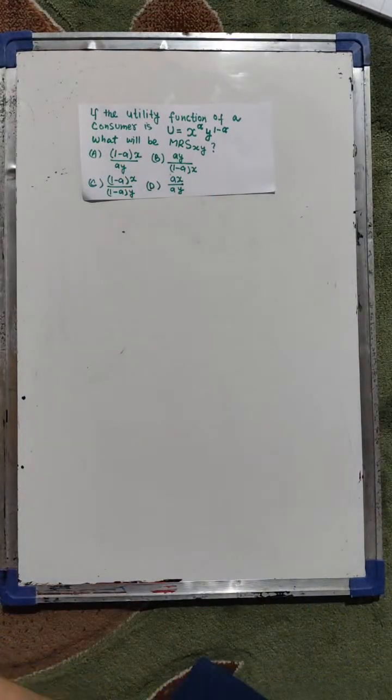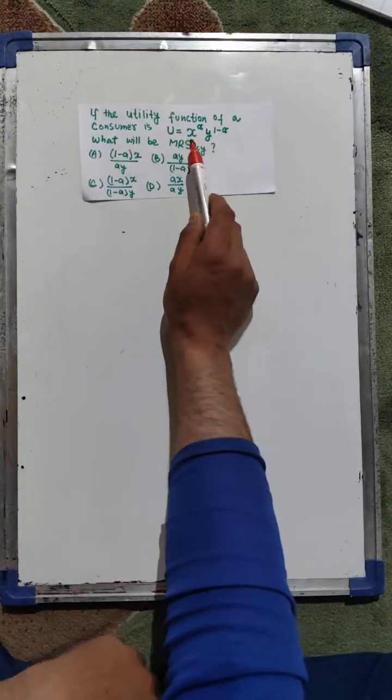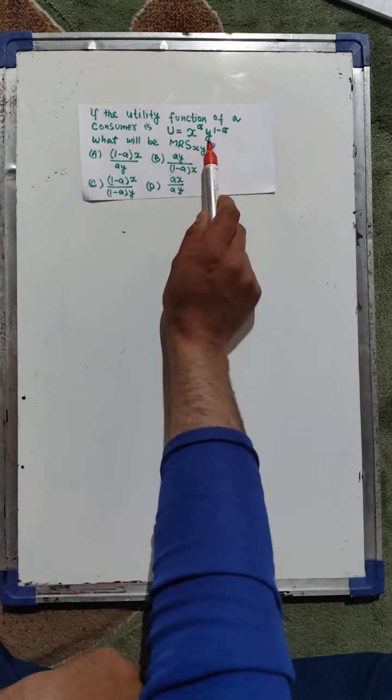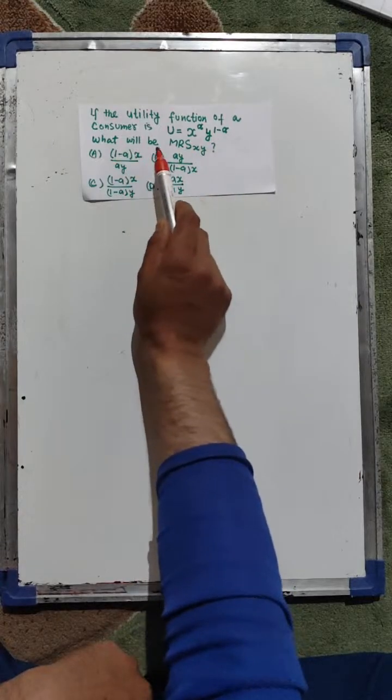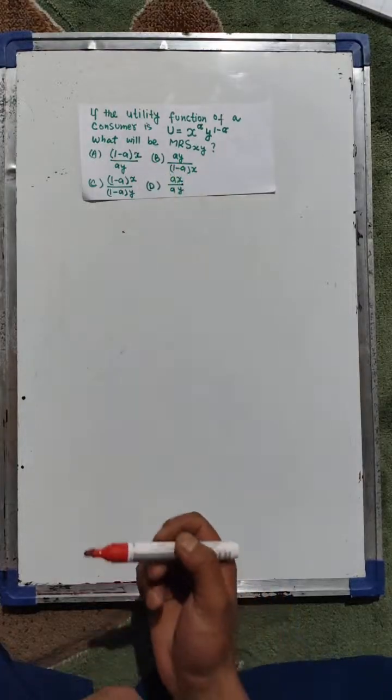The question is, if the utility function of a consumer is given as u equals x to the power alpha times y to the power 1 minus alpha, what will be the marginal rate of substitution between x and y? Options are given. We need to find out the correct option.